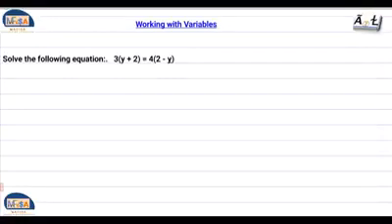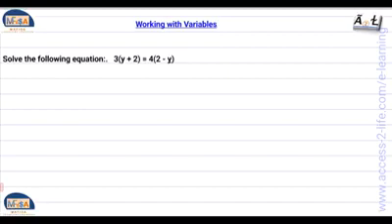Today we're looking at working with variables. A variable is basically a symbol or a letter that represents a number that we do not know as yet. We use the variable to work out what that number should actually be. So it could be A, B, C, D, K, L, M, N, Q, R, S, T, U, V, W, X, Y, Z. It does not matter. It's just a random variable that we choose to represent a number that we do not know as yet.